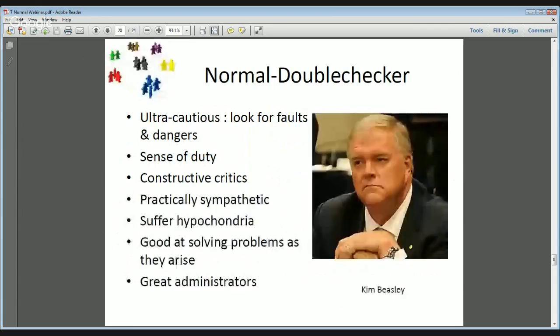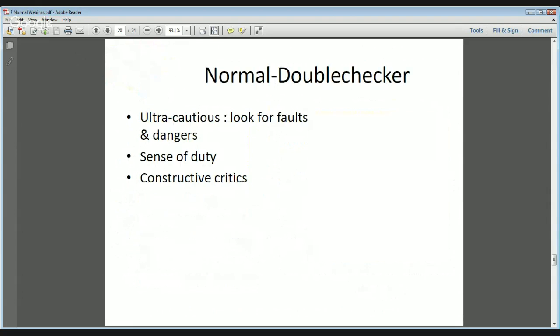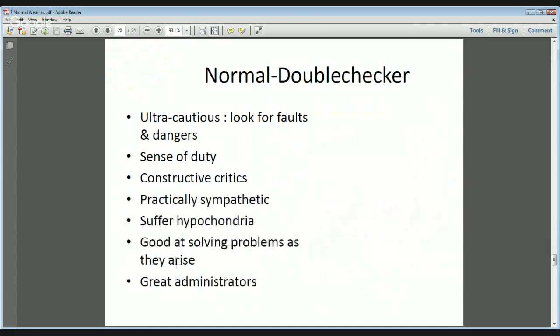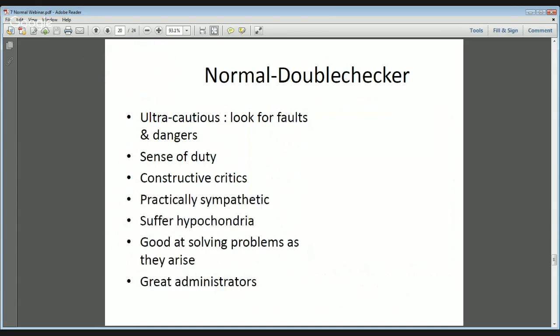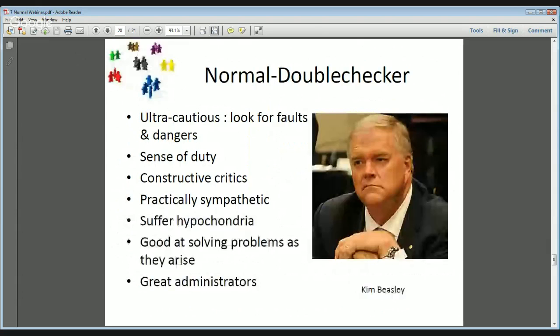These people tend to be ultra cautious, look for faults and dangers, have a very high sense of duty, and are very good constructive critics. In fact, they're great administrators, as I say at the bottom there. It's the perfect combination for a CFO, because they're good at solving problems as they arise. They do suffer a bit from hypochondria. Even Kim Beazley is a bit notorious for that.